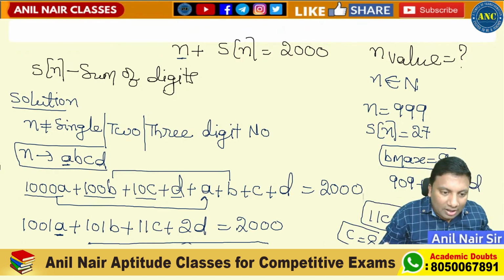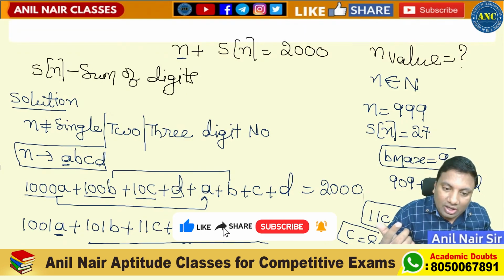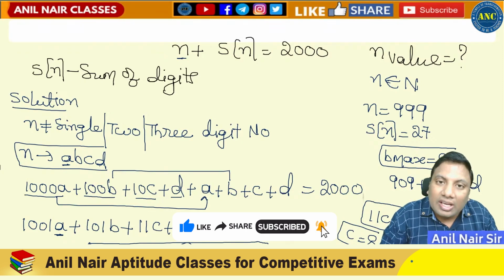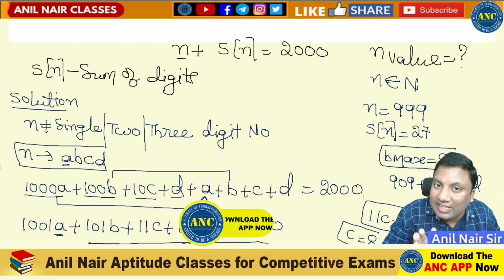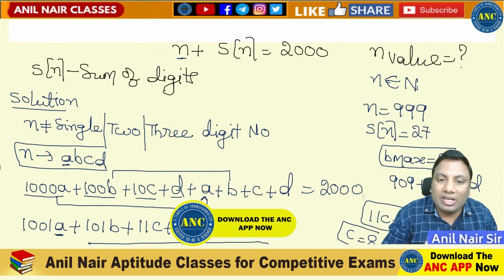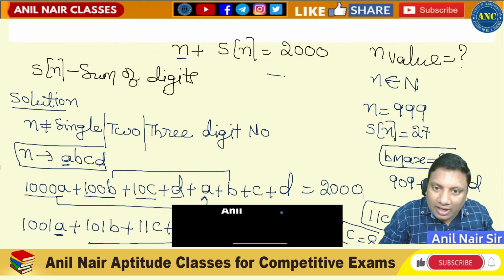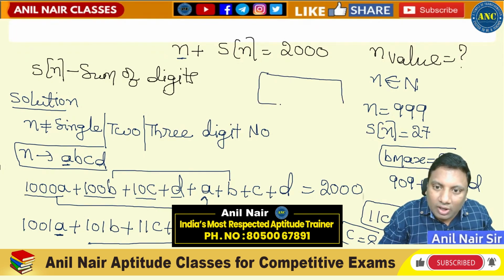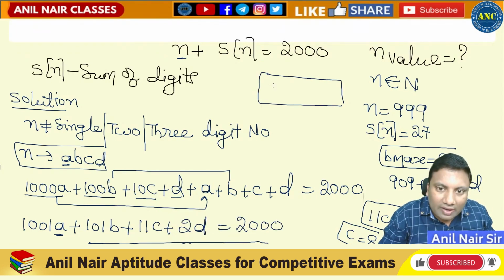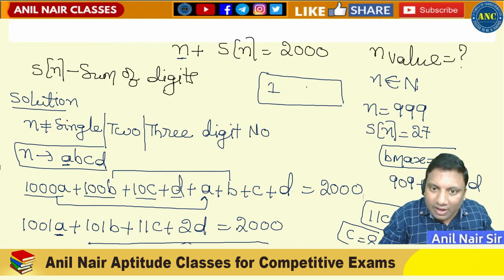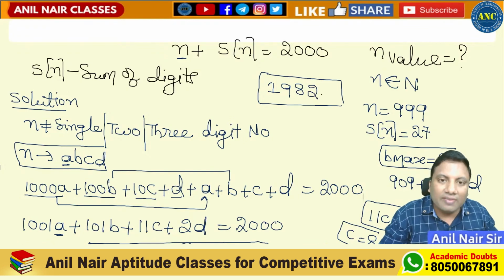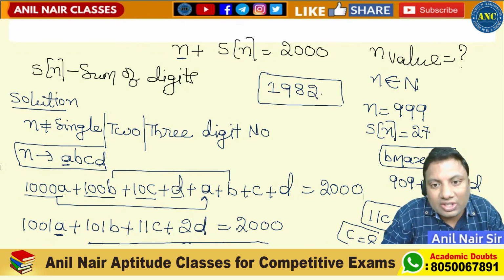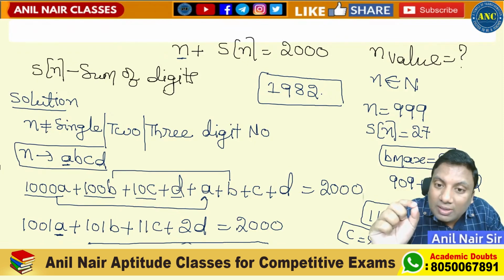So can B take 8? 101 into 8 is 808. 999 minus 808 is 191. If C takes 9 and D takes 9, still it will not reach that value. So there is only one value N can take. What is A? It is 1. B is 9. C is 8. And D is 2, giving 1982.